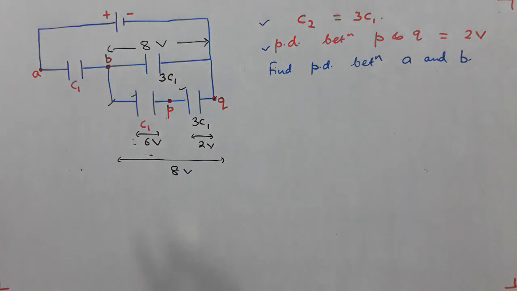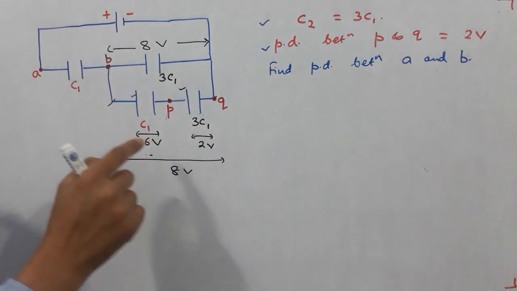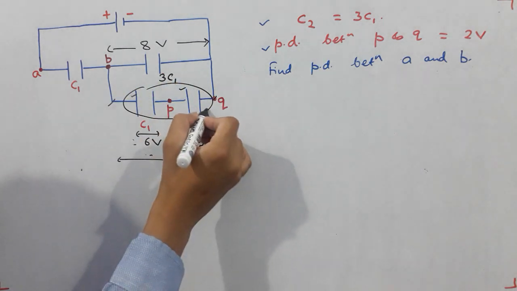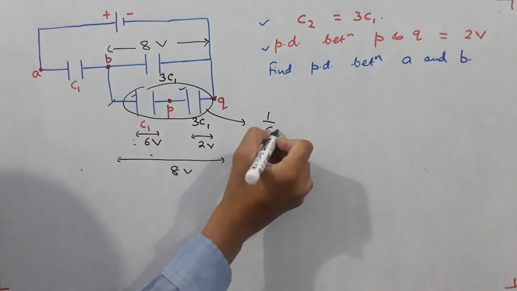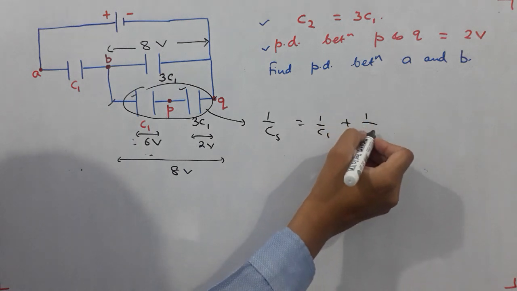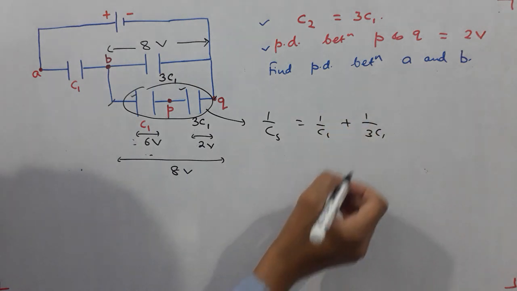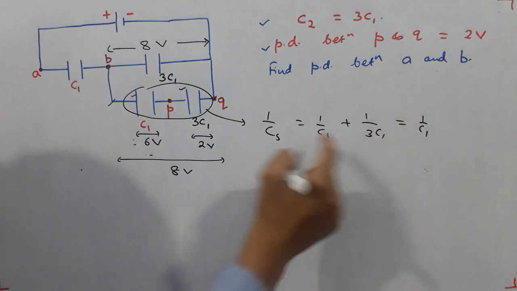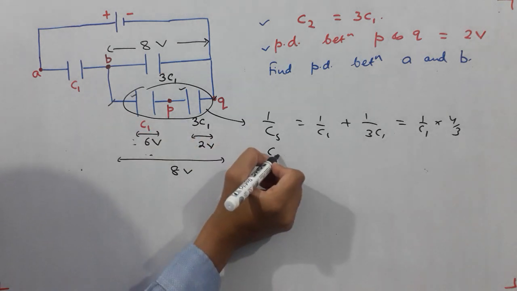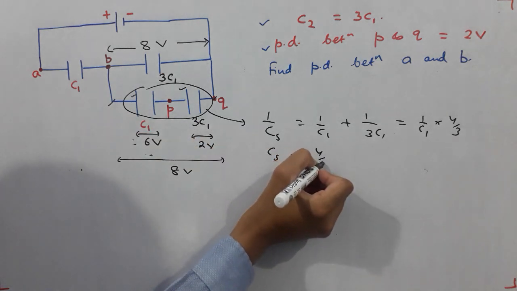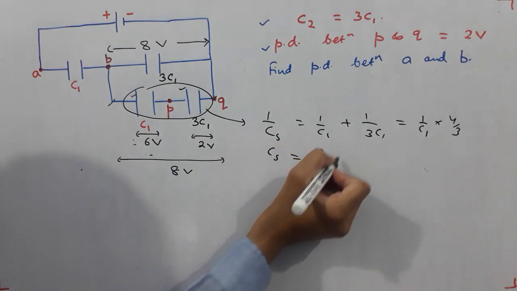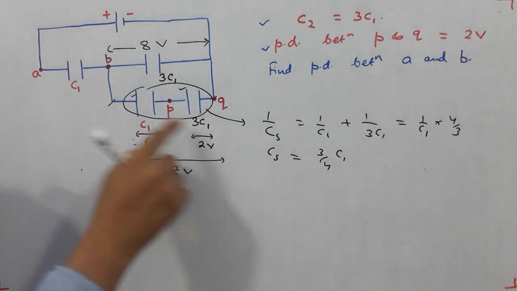Okay. Let's find the equivalent capacitance of these three. This is C1 and this is 3C1. So their equivalent capacitance for these two capacitors will be how much? 1 by C, and they are in series, is equal to 1 by C1 plus 1 by 3C1. So this becomes 1 by C1, you can take common, 1 plus 1 by 3, that is 4 by 3, and therefore CS will become 3 by 4 C1. So this is the equivalent capacitance of these two capacitors.